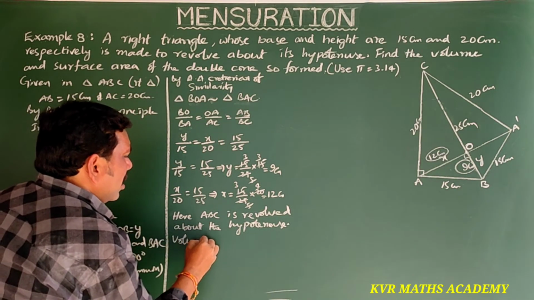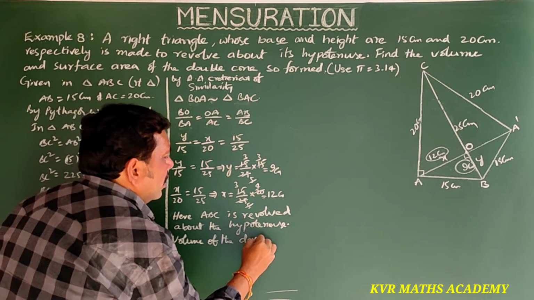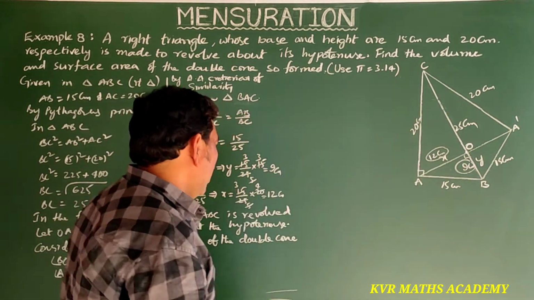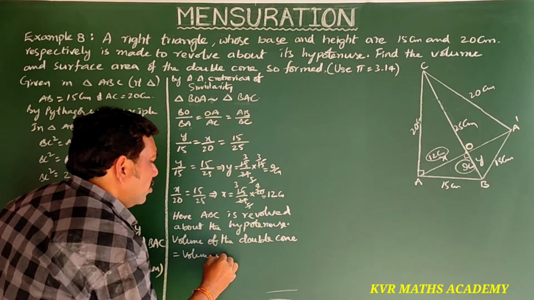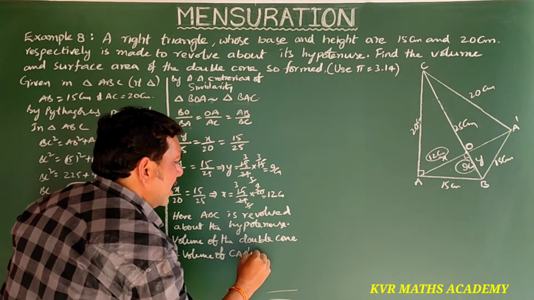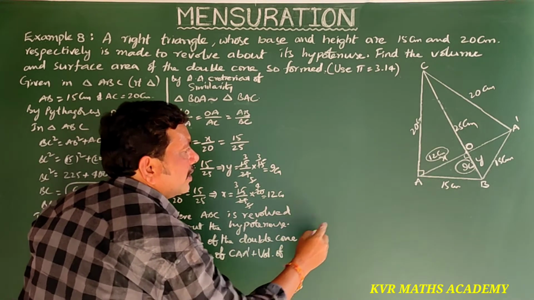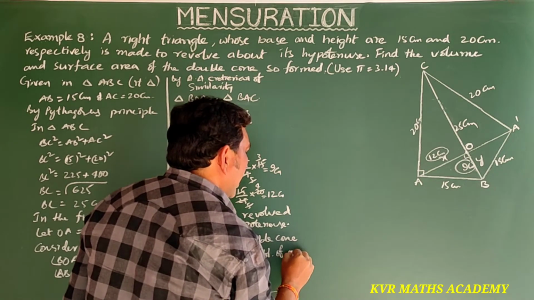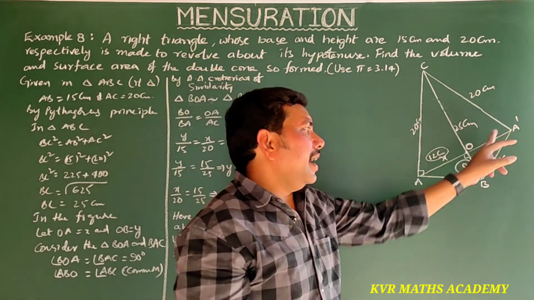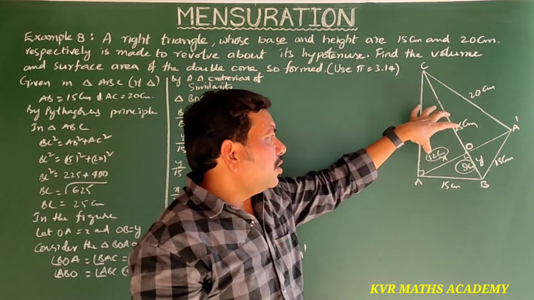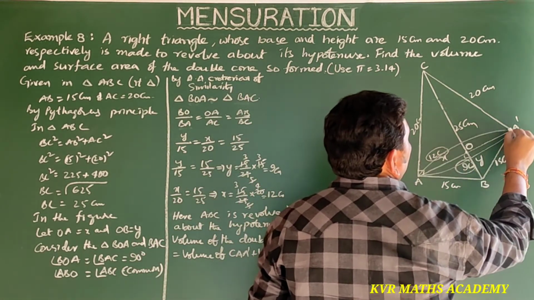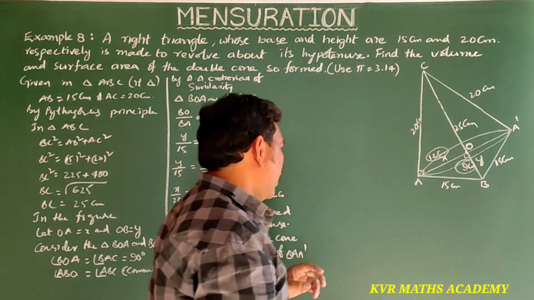Now the volume of the double cone is equal to volume of CAA dash plus volume of BAA dash. So the volume of the double cone is equal to, so a double cone has formed now. See this one, like that. So the double cone has formed, right?